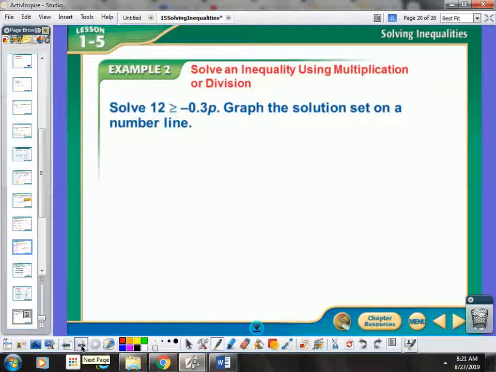Something like this. 12 is greater than or equal to negative 0.3p.